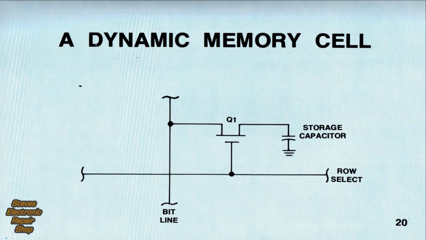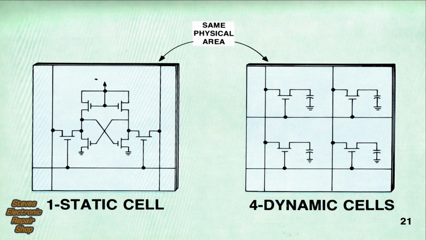This difference in packing density is evident when we look at the makeup of a dynamic cell. The dynamic cell is simplicity, almost to an extreme, as it's comprised of one transistor and one storage capacitor. Here we see the real advantage of high packing density. One seemingly complex static cell is shown on the left. On the right, we see that in the same physical area, we can place 4 dynamic cells.